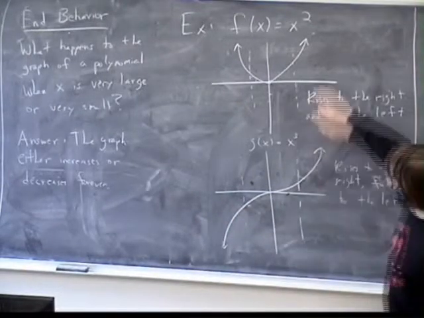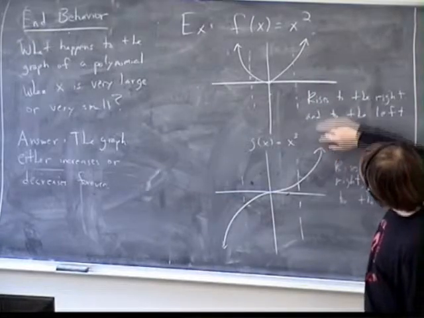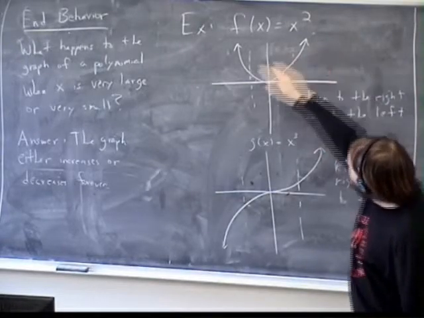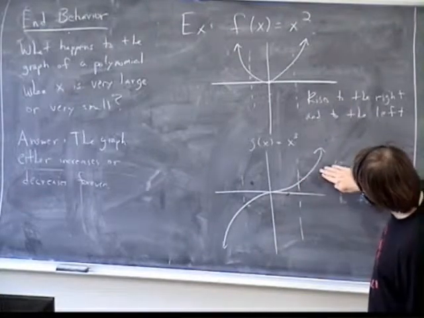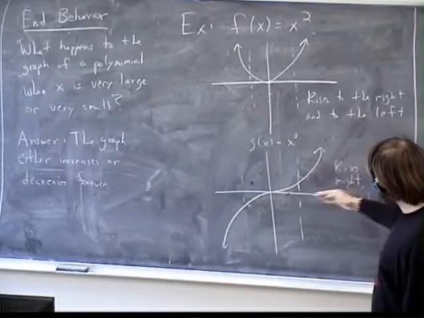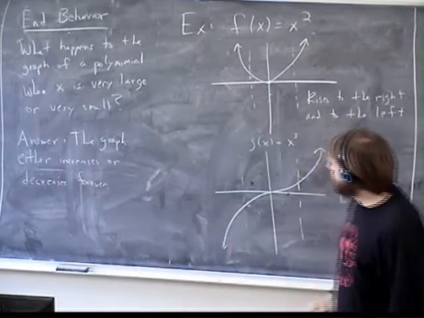So we can see that there's a difference between these two, because with x squared, the same behavior is happening on both sides. With x cubed, the behavior is opposite. On the right, it's rising, and on the left, it's falling.